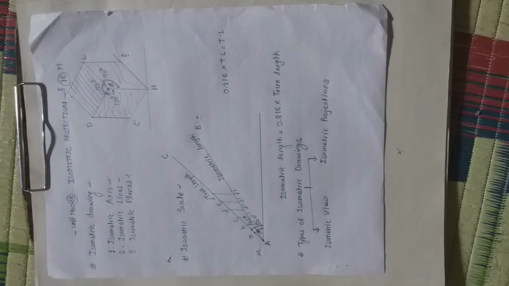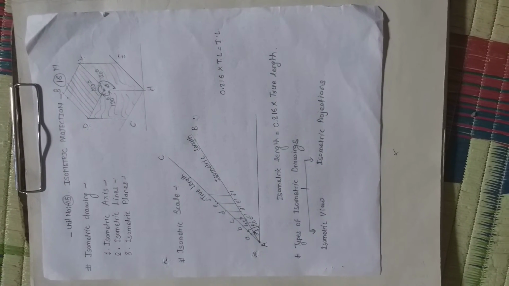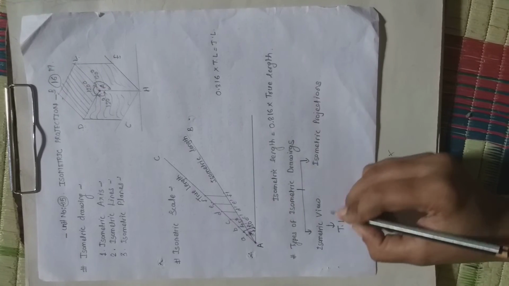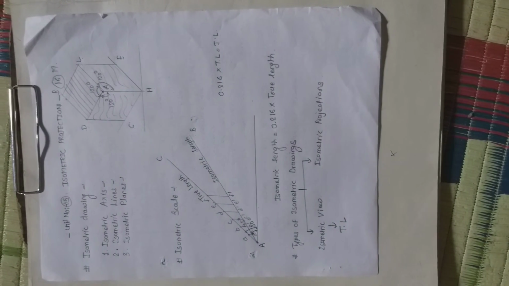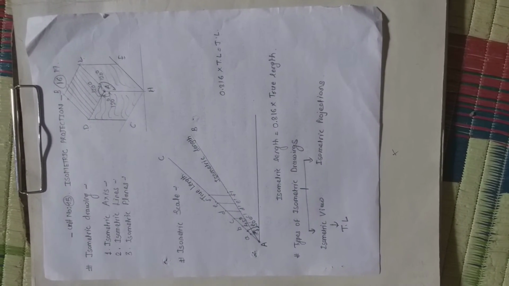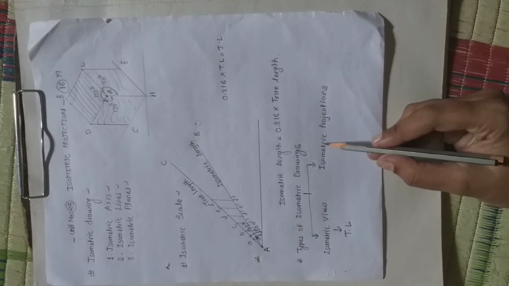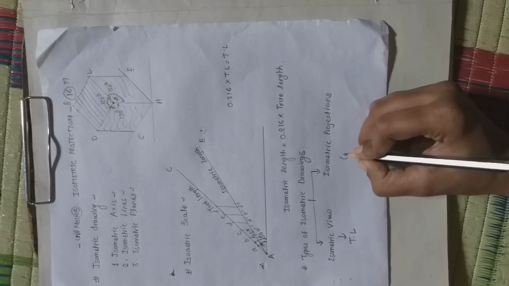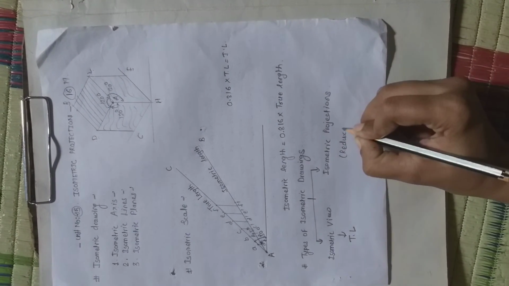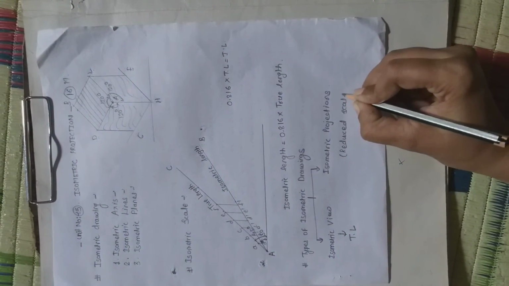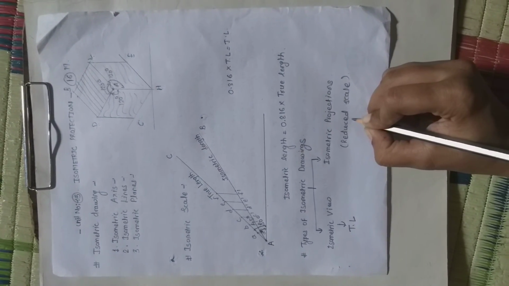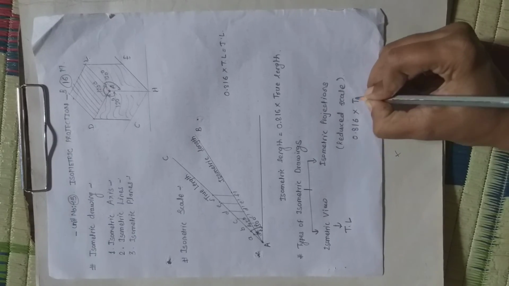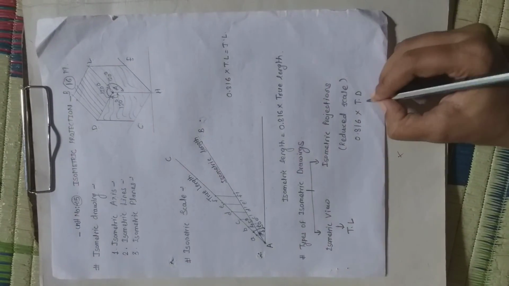Isometric view means the object is drawn by true scale, true length, with two dimensions. And isometric projection means the object is drawn using the isometric scale, or we can say reduced scale. How to calculate the reduced scale I explained above: 0.816 into true dimensions, and we can say true length.